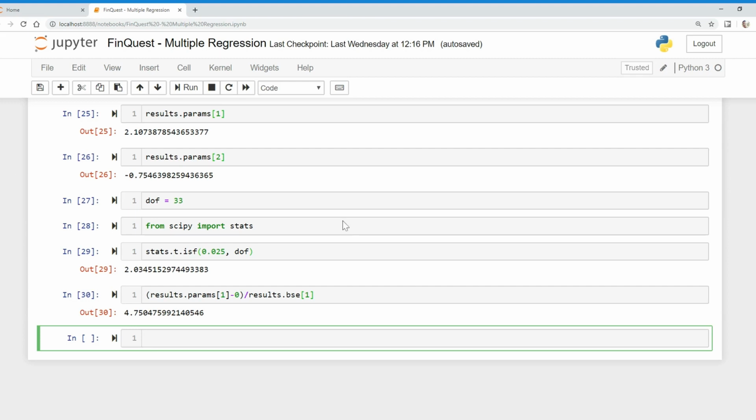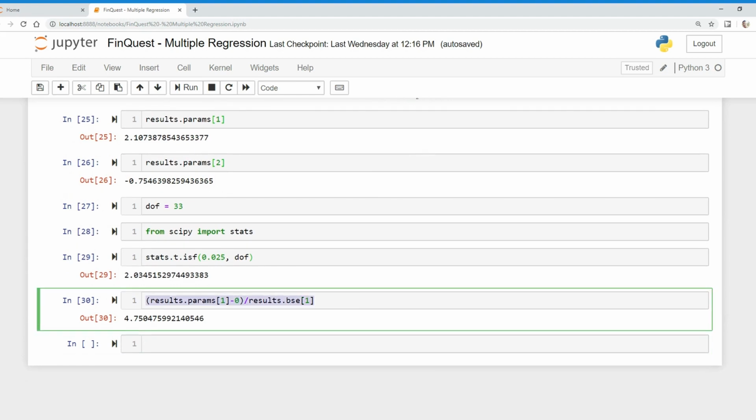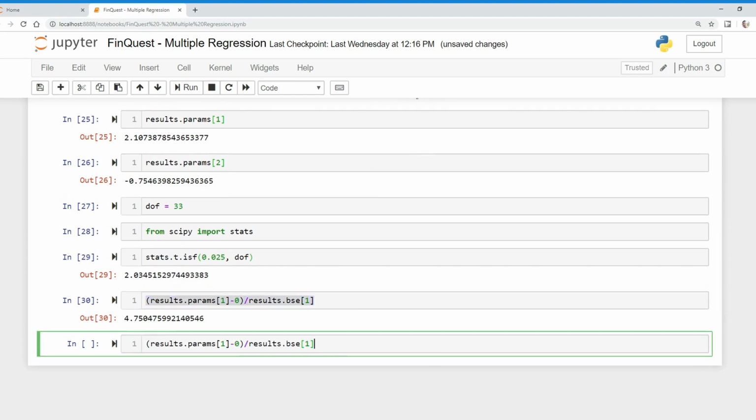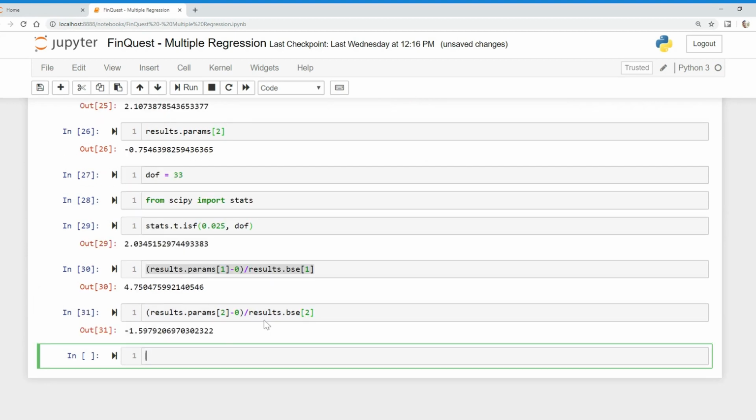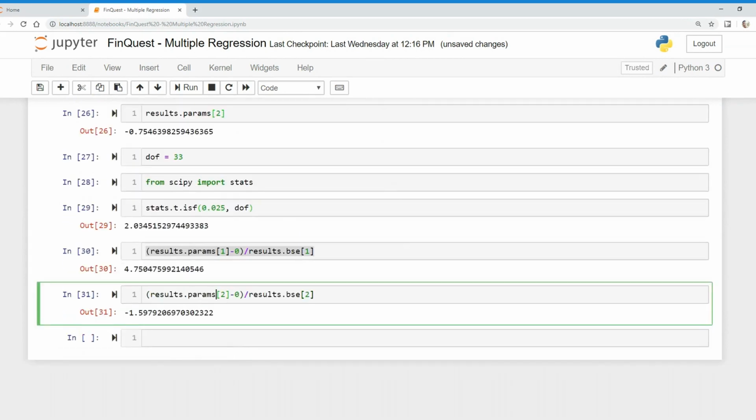We can also do the same thing for our second slope coefficient of B2. And so we're just going to take this results, but I'm just going to use element value of 2. And we should get negative 1.59. Let's verify that was the regression results. T-value, negative 1.598. And that is smaller than our t-critical value of 2.03. So given a 0.05 significance level or 95% confidence level, we cannot reject the null hypothesis that B2 is equal to zero in favor of the alternative hypothesis that B2 does not equal zero.